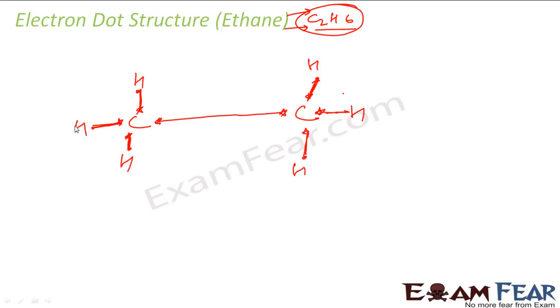And thus if you see now, this carbon has 8, this carbon also has 8. 4 it had its own, 5, 6, 7 and this 8. 3 it got from hydrogen and 1 this carbon got from the other carbon, so it has 8 now.